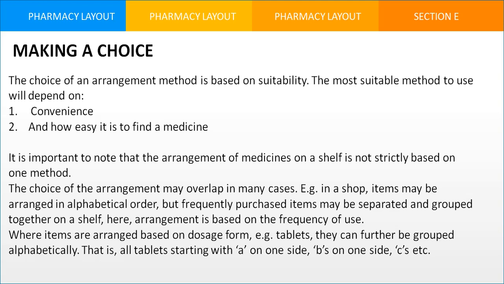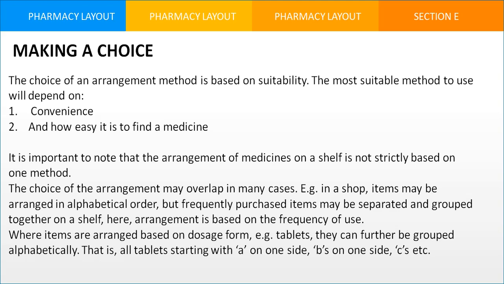Some will also go for the therapeutic use because once you mention, for example, a painkiller, what they know is where painkillers are. Okay, it's important to note that the arrangement of medicines on a shelf is not strictly based on one method. You may do your attachment in one shop, and when you are employed in another shop, they are doing something different. As an MC, you should be adaptable, but at least know the various methods. Whichever one the shop is using, you should be able to go along with it.